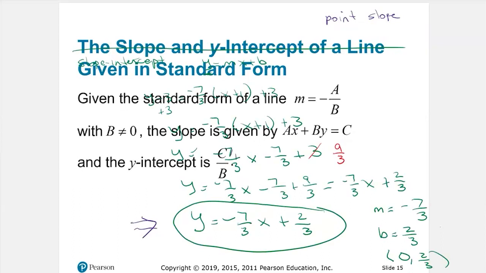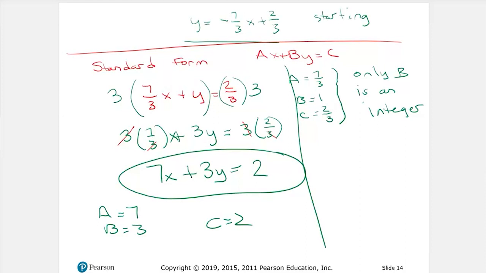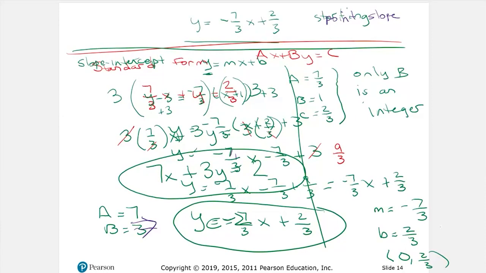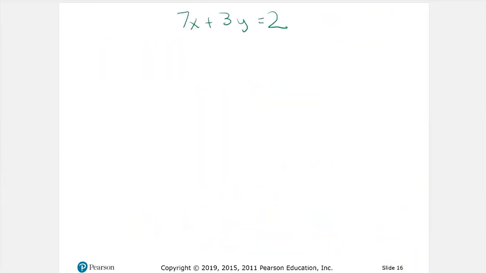I want to start with my equation in standard form and not use all these equations. So standard form was 7x plus 3y equals 2. So let's start there. 7x plus 3y equals 2. And here it says the slope and y-intercept form of a line given in standard form. So I'm being given this in standard form.